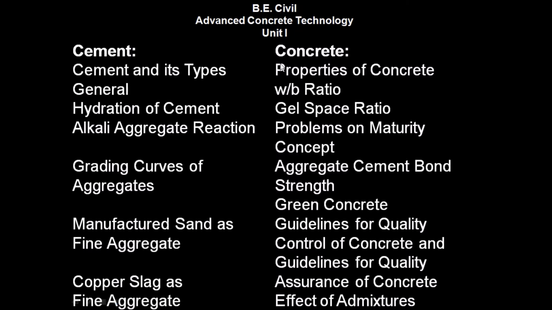It also includes the concrete, properties of concrete, WB ratio, that is water binder ratio, gel space ratio, properties on maturity concept, aggregate cement bond strength, green concrete, guidelines for the quality control of the concrete and the guidelines for the quality assurance of the concrete, and the effects of admixtures.